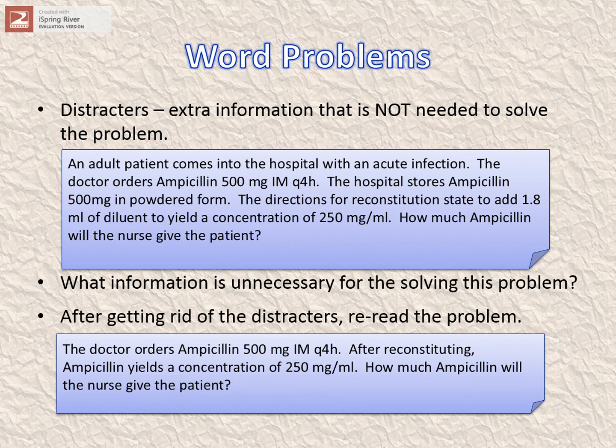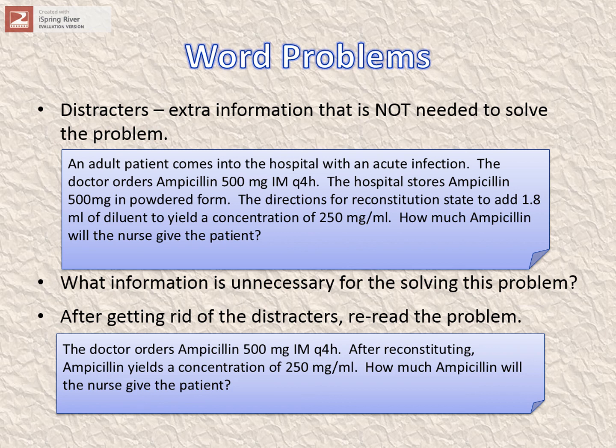For example, you may see a problem where it says an adult patient comes into the hospital with an acute infection. The doctor orders ampicillin 500 milligrams IM Q4 hours. The hospital stores ampicillin 500 milligrams in powdered form. The directions for reconstitution state to add 1.8 milliliters of diluent to yield a concentration of 250 milligrams per milliliter. How much ampicillin will the nurse give the patient?